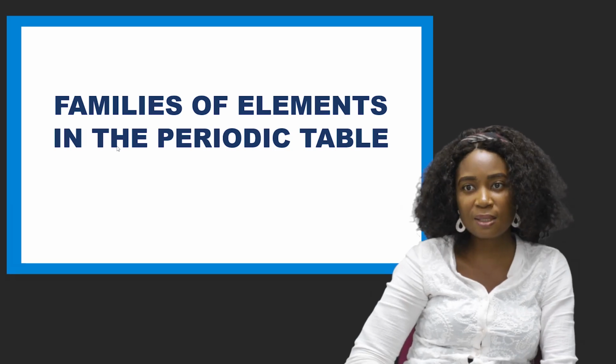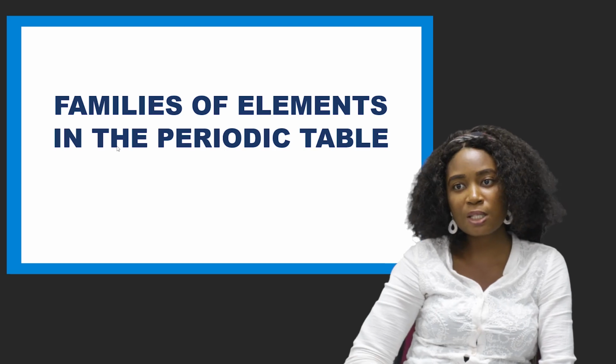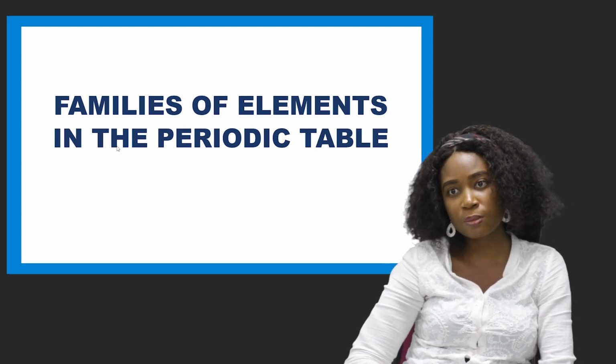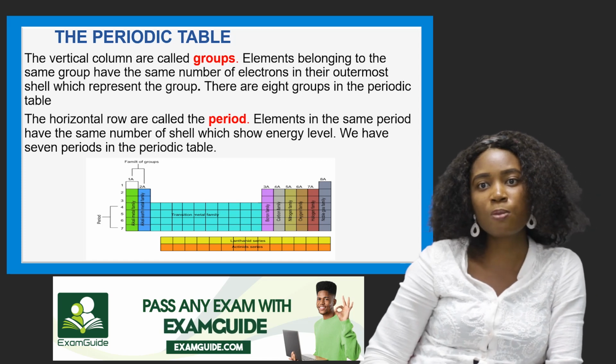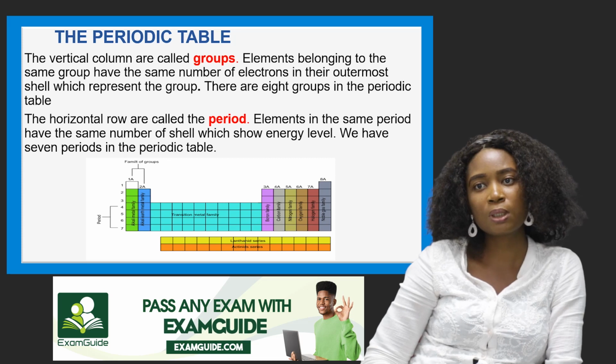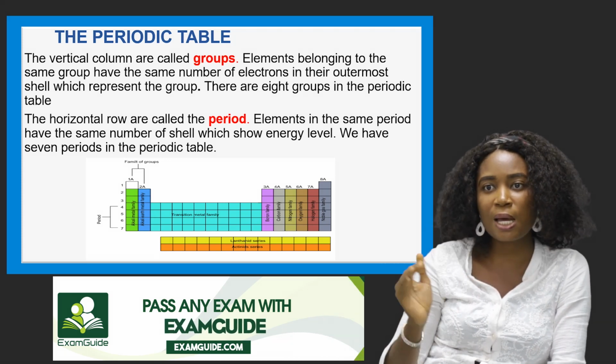Welcome to today's lesson. Today we'll be talking about families of elements in the periodic table in chemistry. The periodic table is made up of vertical columns, which are called groups. Every group has the same number of electrons in its outermost shell.